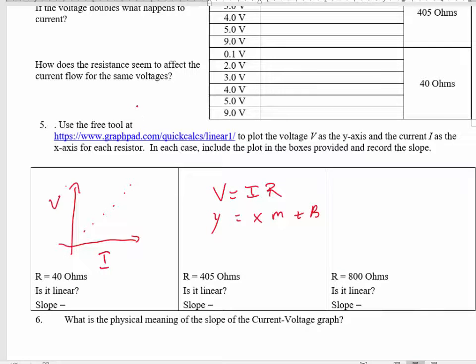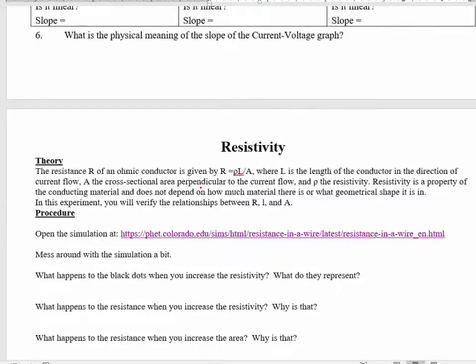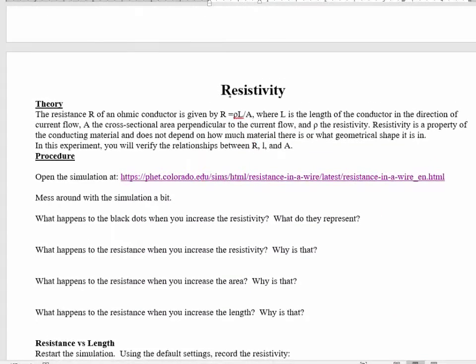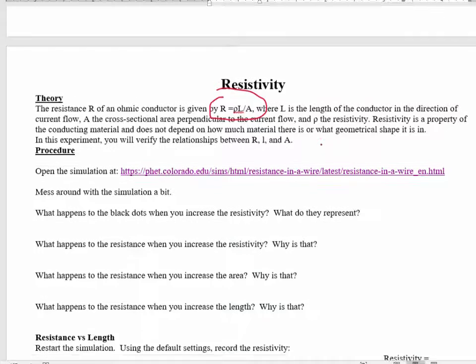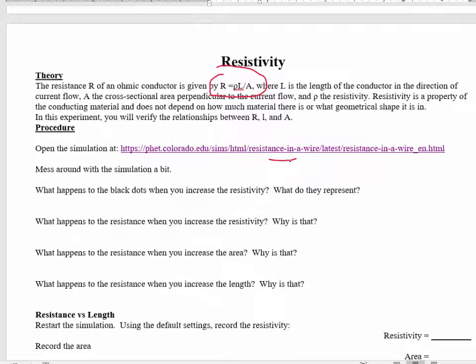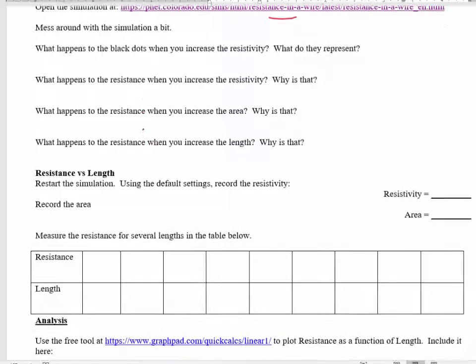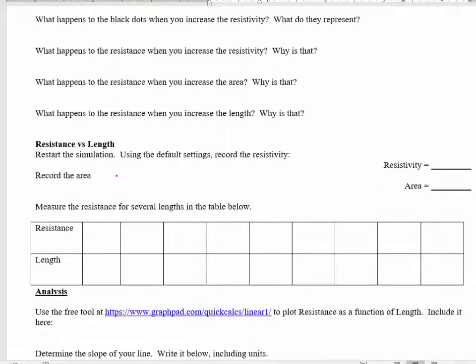Then we're going to come back here and take a look at resistivity. Something that we know is that the resistivity is related to the resistance as such: the resistance is the resistivity multiplied by length divided by the area. So you're going to pop open this simulation right there and mess around with it a little bit. Then we're going to make some measurements on resistance versus length. Just use the default settings for the area and the resistivity. I do have you record those right here and right here, and you pick the lengths that you want to measure.